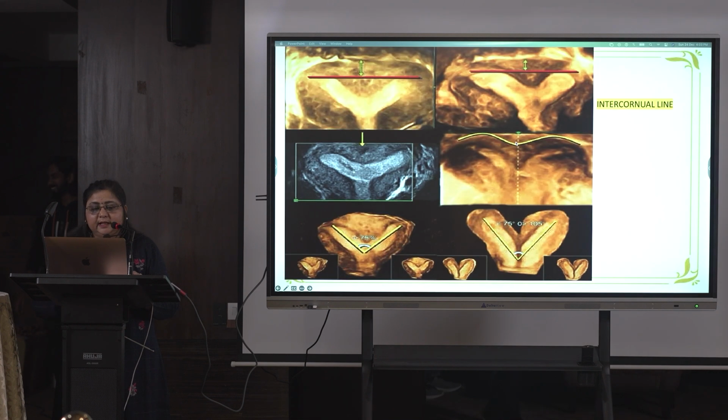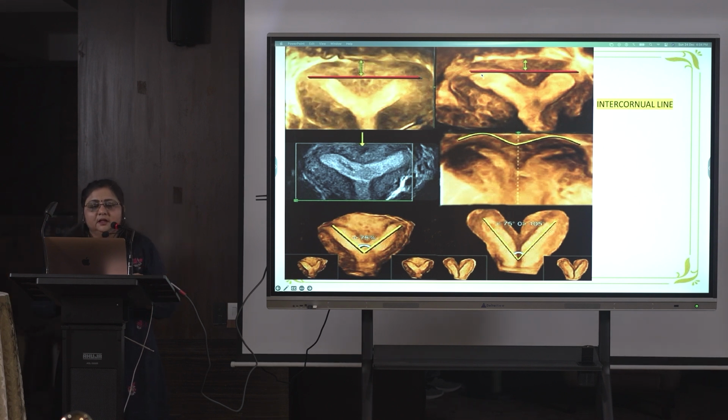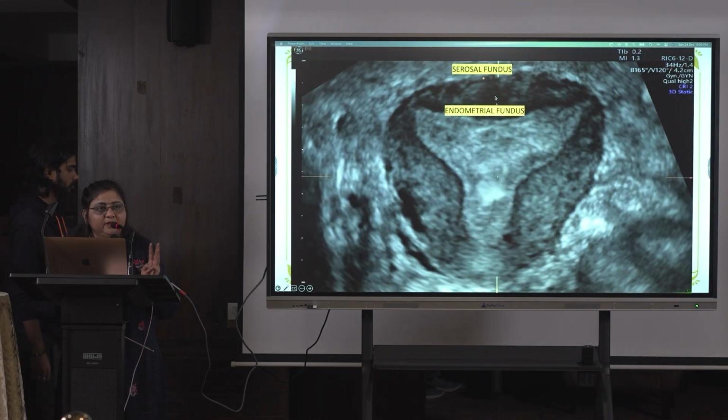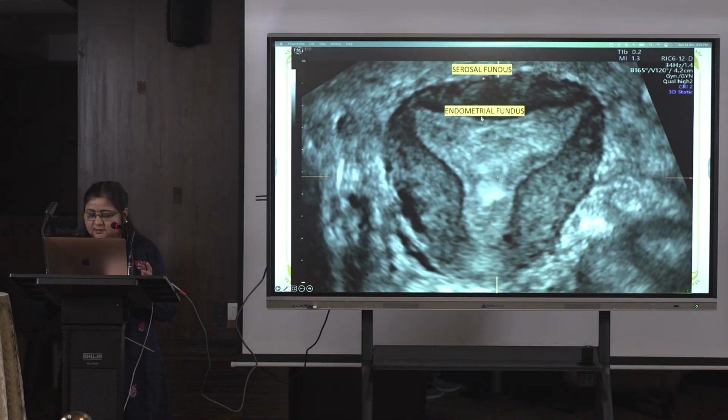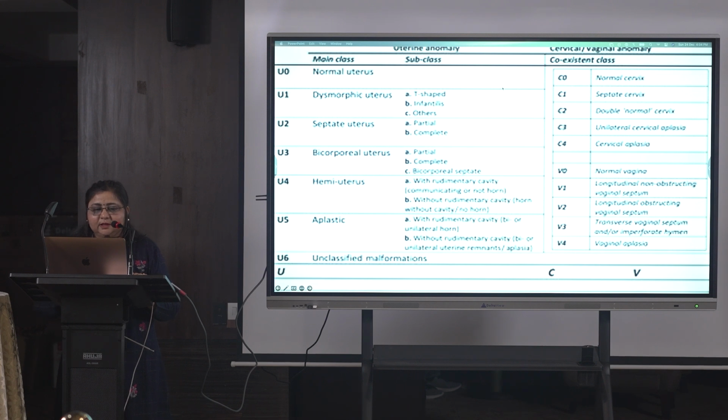Then the third thing is the intercornual line. That is the line which is joining the two ostia on both sides. So this line is important. You must know. Then the fourth is the angle between the two endometrial cavities. So if we know these four things, that is the serosal fundus, endometrial fundus, then this connecting line, and fourth the angle, that's all. Then you can do it easily.